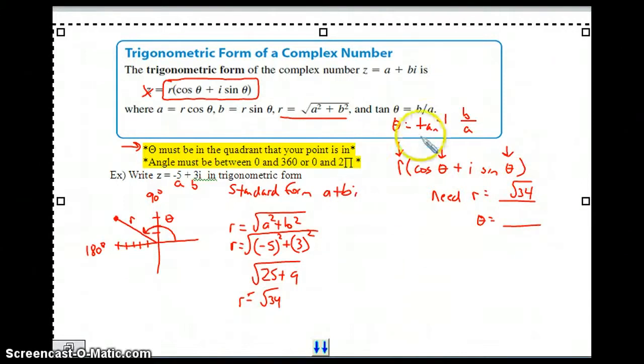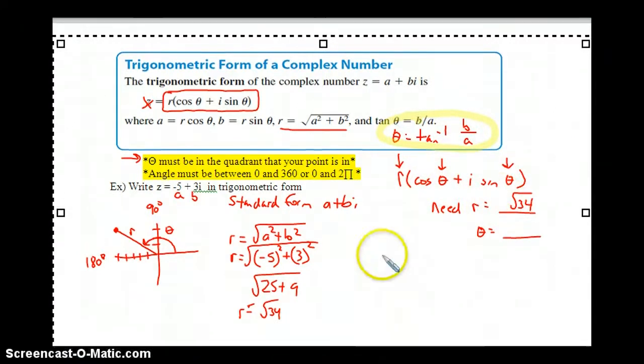Now let's find theta. Remember I said that the formula we should use for theta is tangent inverse of b over a. Let me write the formula down first. Theta would be equal to the tangent inverse of b, which is 3, over a, which is negative 5. Now, make sure your calculator is in degree mode. So tangent inverse of 3 divided by negative 5.